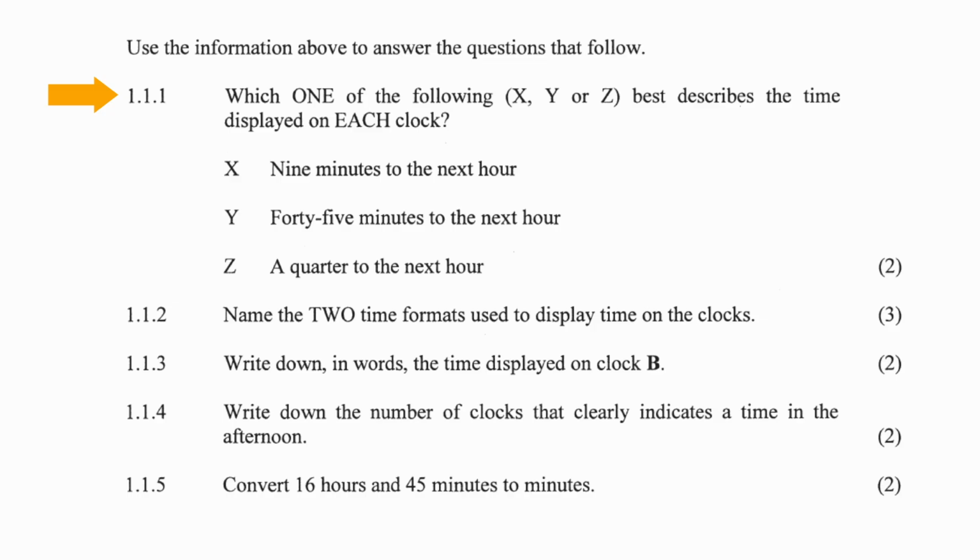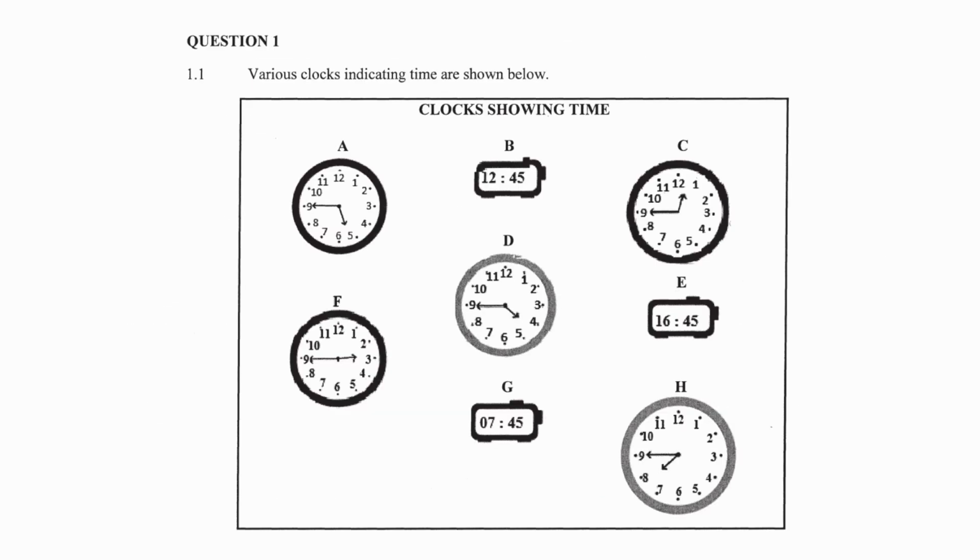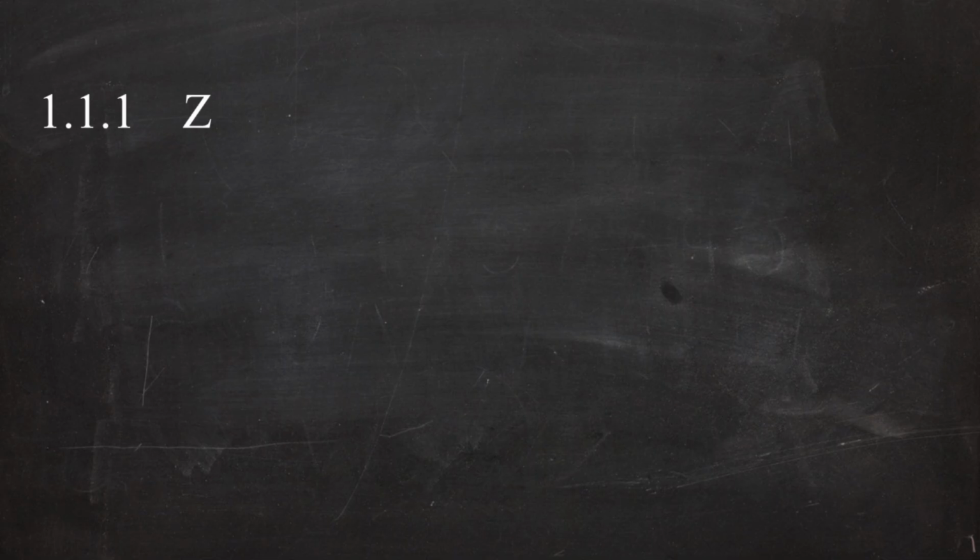the time displayed on each clock, where X being 9 minutes to the next hour, Y being 45 minutes to the next hour, and Z being a quarter to the next hour. The one option that describes the time displayed on each clock will be Z, a quarter to the next hour.